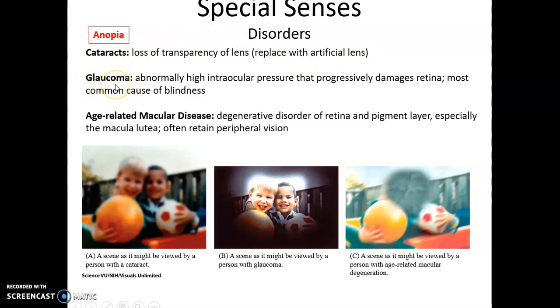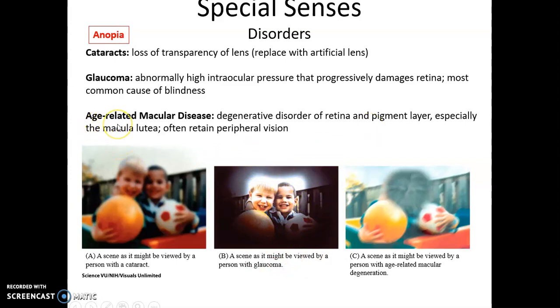There's glaucoma. Glaucoma is abnormally high intraocular pressure. So the fluid pressure in the eyeball gets to be too high, and that begins damaging the nerves of the retina. And this is actually the most common cause of blindness. And as you can see here, it usually causes a loss of the peripheral field of vision, and over time the person will lose more and more of their vision.